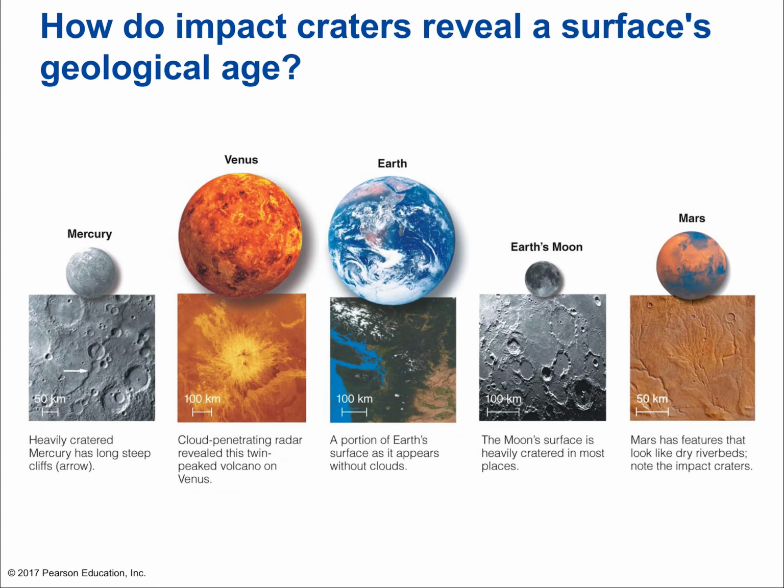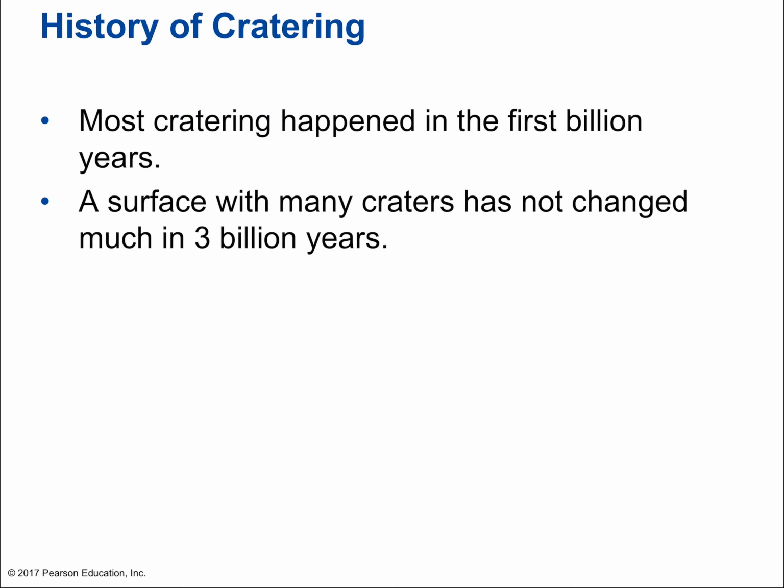Okay, so now I mentioned this idea of bombardment. Let's get back to it. How do impact craters reveal a surface's geological age? Well, most cratering happened in the first billion years, okay? And that's kind of a broad statement. You can even round it to the first 500 million, but the time isn't precisely known. But definitely of the 4.5 billion years of the solar system, it was somewhere in that first half to 1 billion years. A surface with many craters has not changed much in 3 billion years.